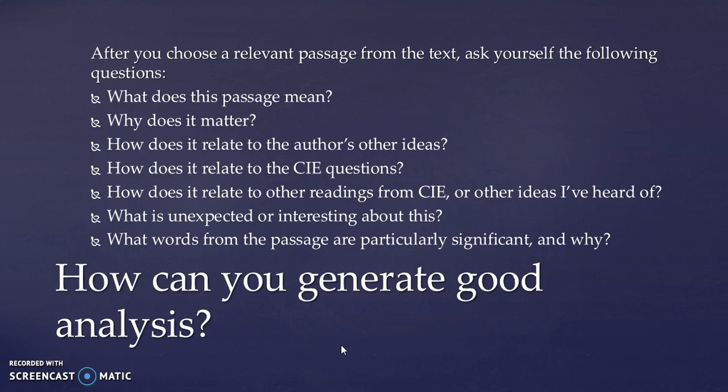So, when you're writing your paper, how can you get from the cliches or just mere observations or just mere restatements to that actual in-depth analysis? Here's a key. You find a really important passage from the text, you know it's really meaningful, and you know you have to analyze it. Ask yourself some of these questions. What does this passage mean? Why does it matter? How does it relate to the author's other ideas? How does it relate to the CIE questions? How does it relate to other readings from CIE or other ideas I've heard of? What is unexpected or interesting about this? What words from the passage are particularly significant and why? These are all questions that, if you answer just one of them, can lead you to good analysis.